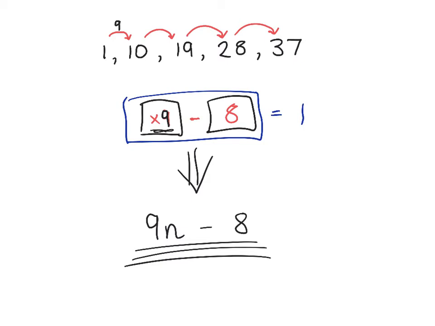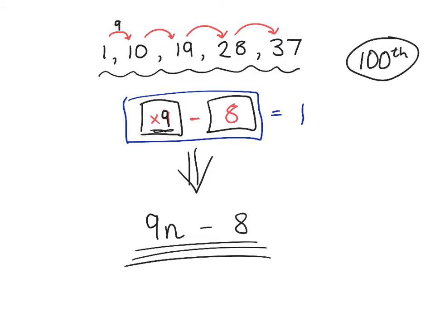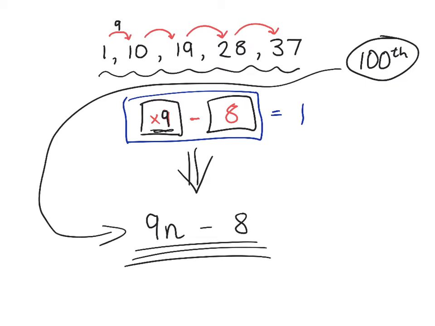So basically what that means is if you've got this number sequence and somebody said to you, I want to know the 100th number in this sequence, you would put the number 100 into this. So you would go 9 times 100, take away 8. So the answer would be 900 take away 8, which is 892.